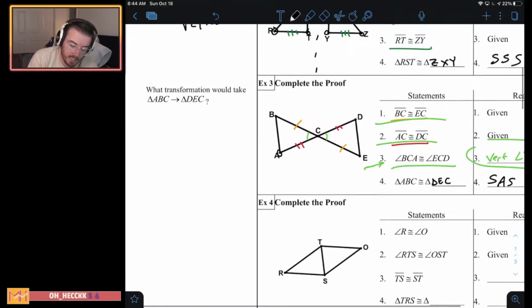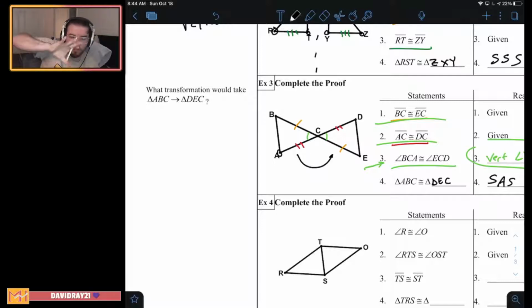So what would this transformation be, by the way? It's sort of wrapping around, right? It's not flipping across. It's going to kind of swivel on point C. It's a rotation.